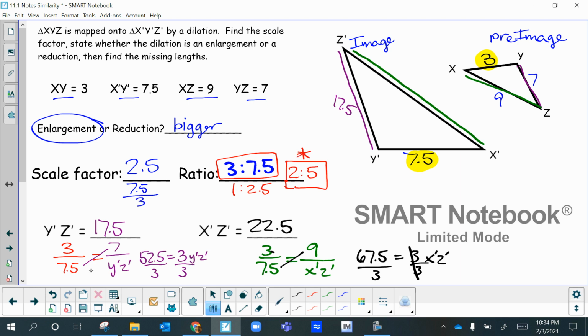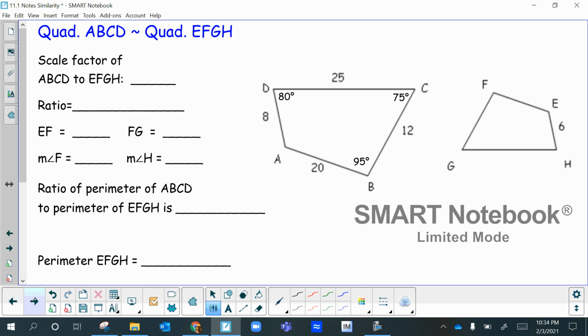Okay, so you're using these proportions to solve for those side lengths. And remember also the difference between these two right here. These are two very different things, the ratio versus a scale factor. All right, let's try it again.